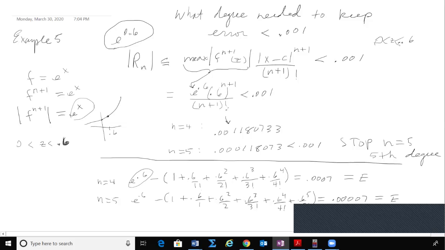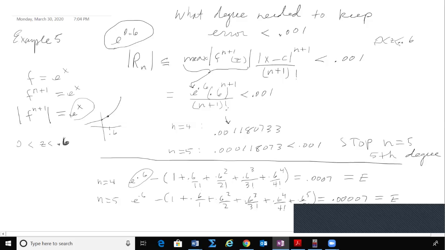I wanted this to be less. So I had to take n equals 5, in which case I got this number, which is less than 0.001. So 5 is a safe bet. Take the fifth degree Maclaurin polynomial and use that. And that'll guarantee that your error is no bigger than 0.001.